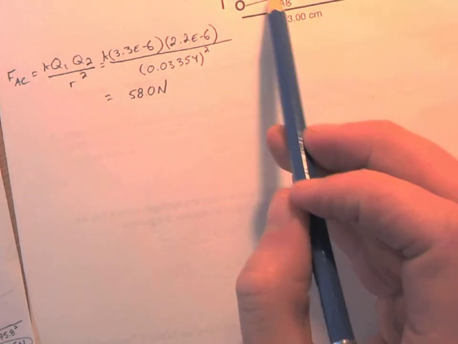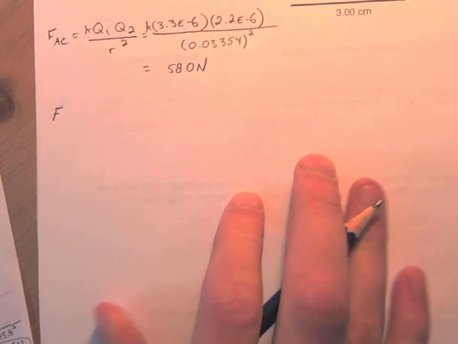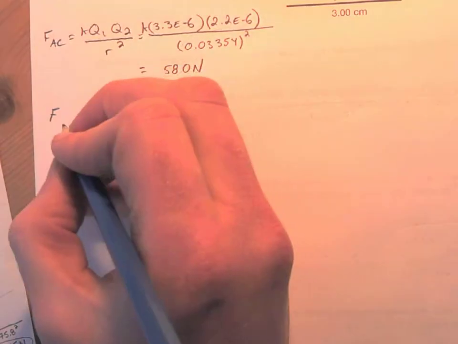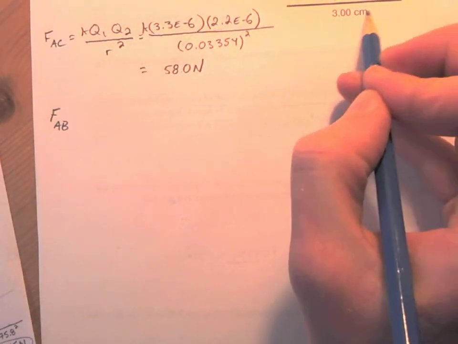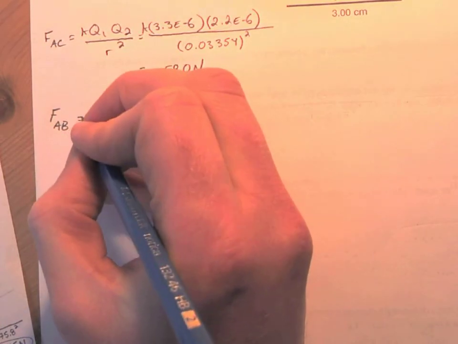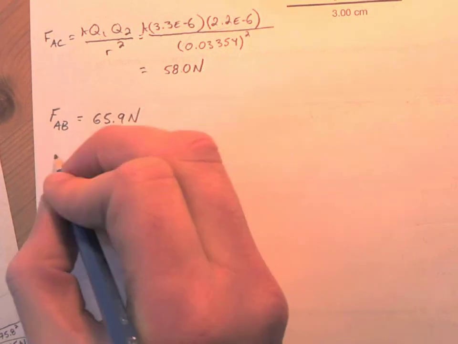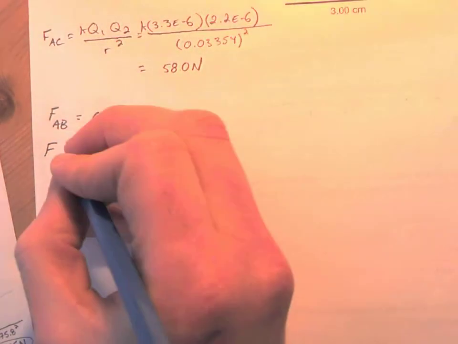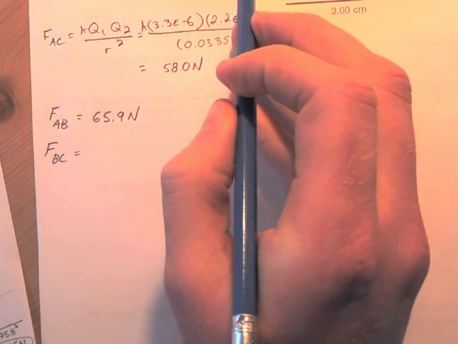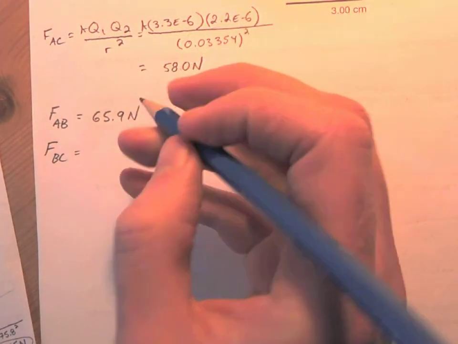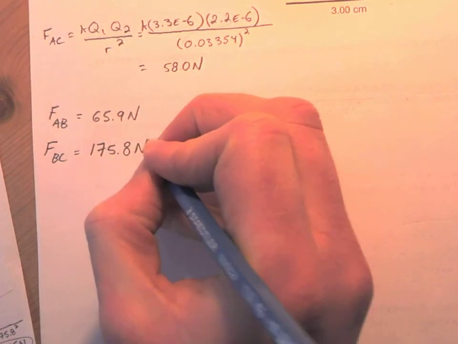Okay, and I can do the same process with the different charges for each one to get AB and BC. So I'm just going to write them here. I'm not going to do the work in this video. So we have A and B here. If we take that charge and the distance between them, which is 0.03 meters, we end up getting 65.9 newtons. And then we can also do the force of B and C, which using those two charges and the distance between them, 0.015 meters, will give me the biggest amount, 175.8 newtons.